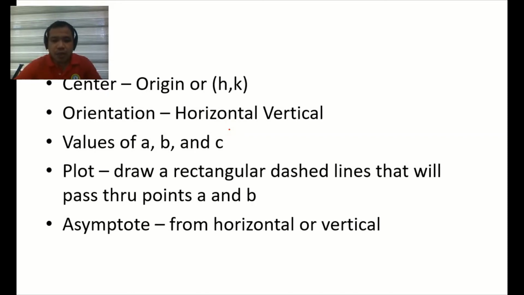If possible, after nun, kung makuha na natin yung mga points ng center, orientation, and values, ipa-plot na natin siya sa Cartesian plane. Then, finally, we will try to get the asymptote. From horizontal ba siya or from vertical? So, let's start with the center.